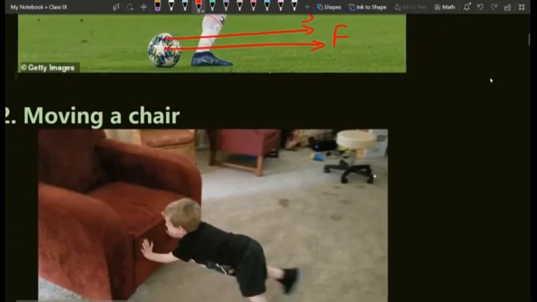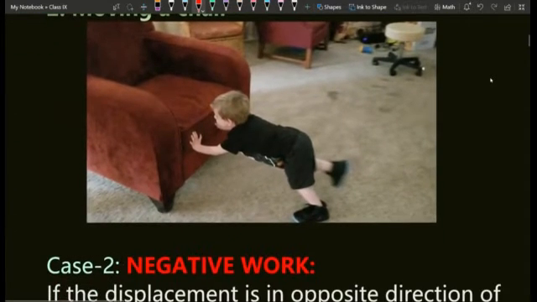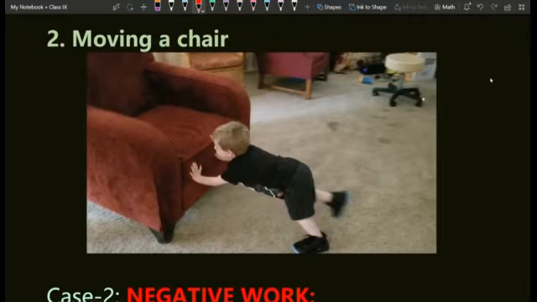Again, I have one more example, moving a chair. You see, in the example it is written moving a chair, not pushing a chair. Pushing a chair is different, moving a chair is different. Because pushing a chair, that means you don't know whether it is displaced or not. Moving a chair means by applying force you are moving the chair. Now you see this situation, this child is applying force and the chair is moving in the same direction. So we consider it as positive work done. So there is positive work in this case also.